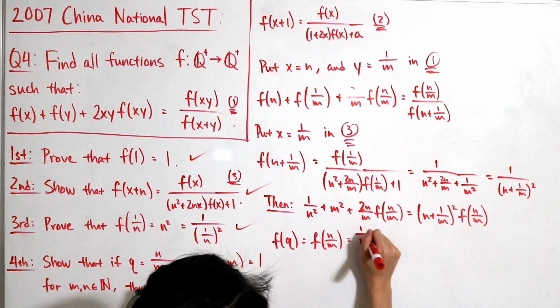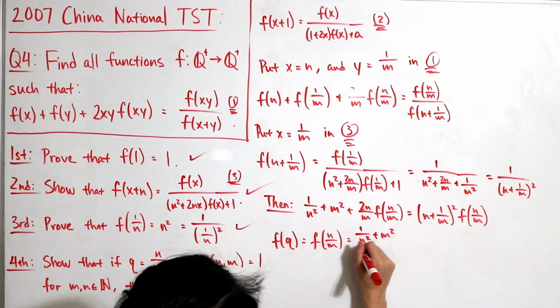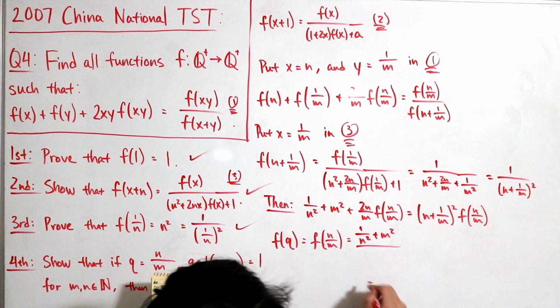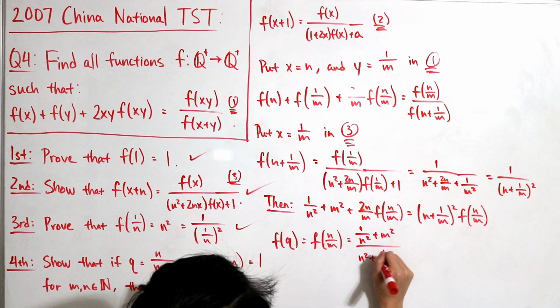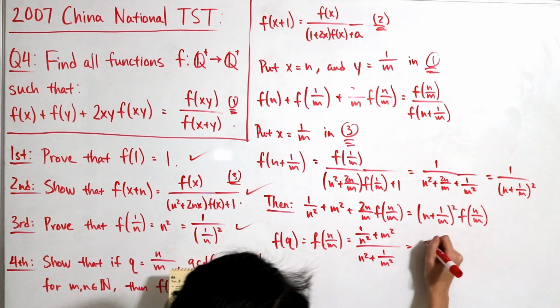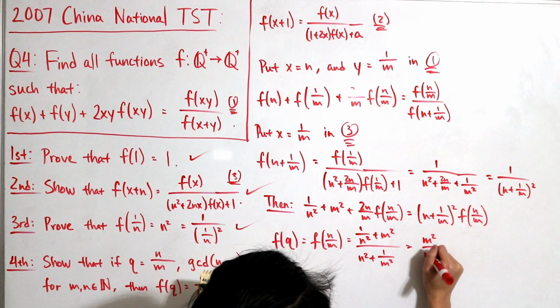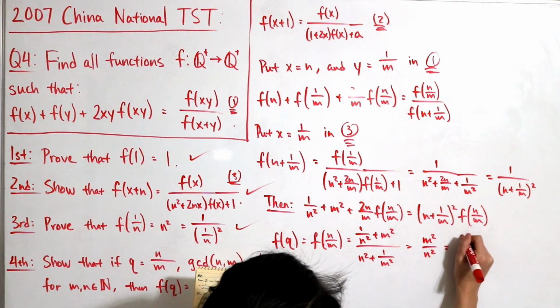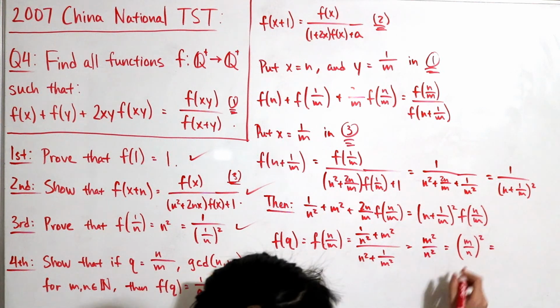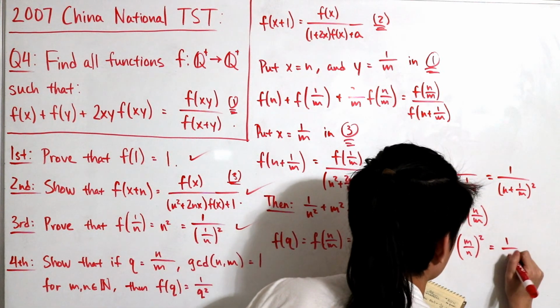We would have 1 over n squared plus m squared, 1 over n squared plus m squared. I thought I said that wrong, but no worries. Then n squared plus 1 divided by n squared. And if you reduce this and simplify this out, we get m squared divided by n squared. Then simply just say m divided by n squared. In other words, we just showed that this is actually just 1 over q squared.